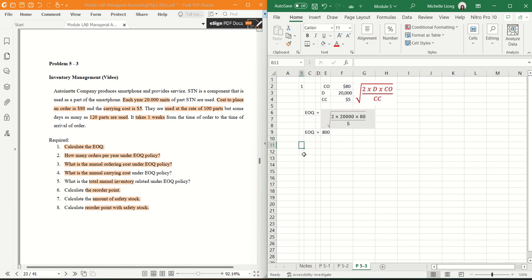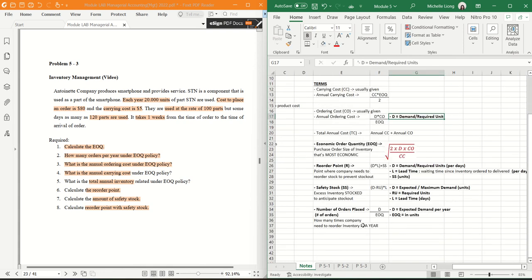Okay, for number 2, it's how many orders per year. So it's the number of orders. Go back and see the formula, which is D divided by EOQ, where D is the expected demand.